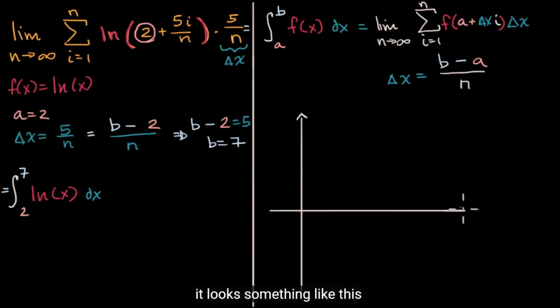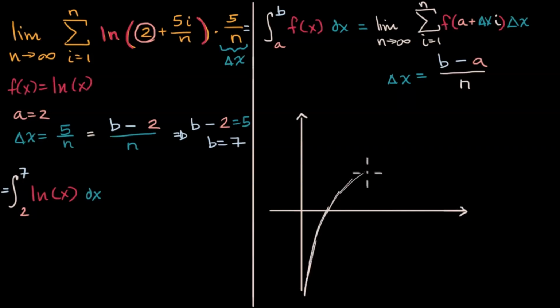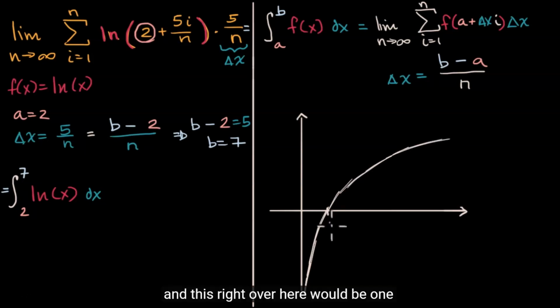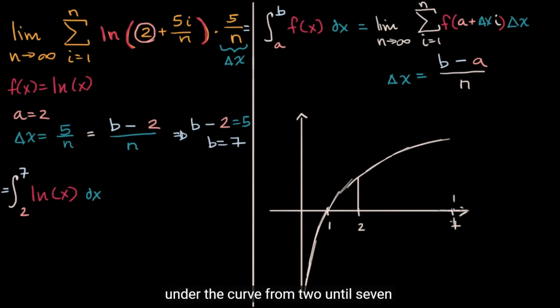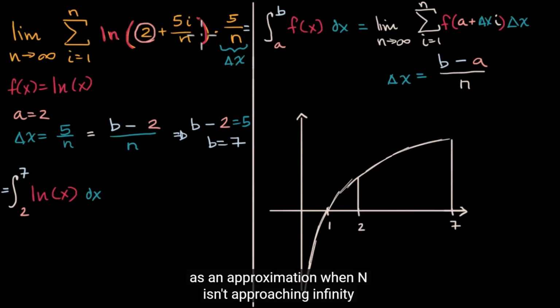It looks something like this. This right over here would be 1. And so let's say this is 2. And so we're going from 2 to 7. This isn't exactly right. And so our definite integral is concerned with the area under the curve from 2 until 7. And so this Riemann sum, you could view it as an approximation when n isn't approaching infinity.